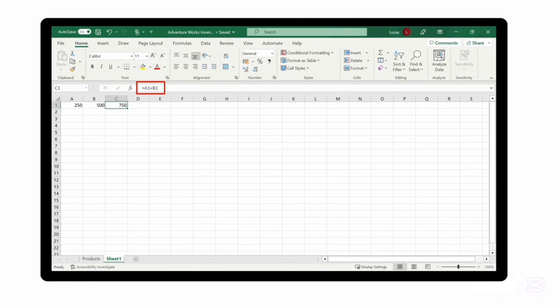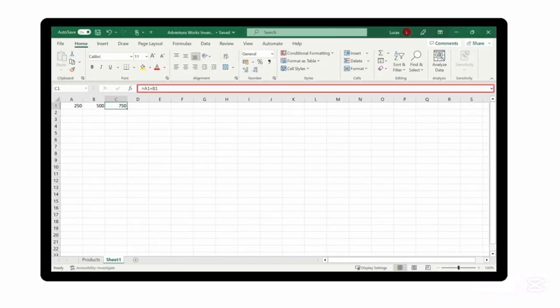Formulas can contain numbers or cell references. For example, this formula instructs Excel to add the values in cells A1 and B1. Excel usually reads the formula from left to right. The plus character is used for addition and the minus character for subtraction. The asterisk is used for multiplication and the / character is used for division.